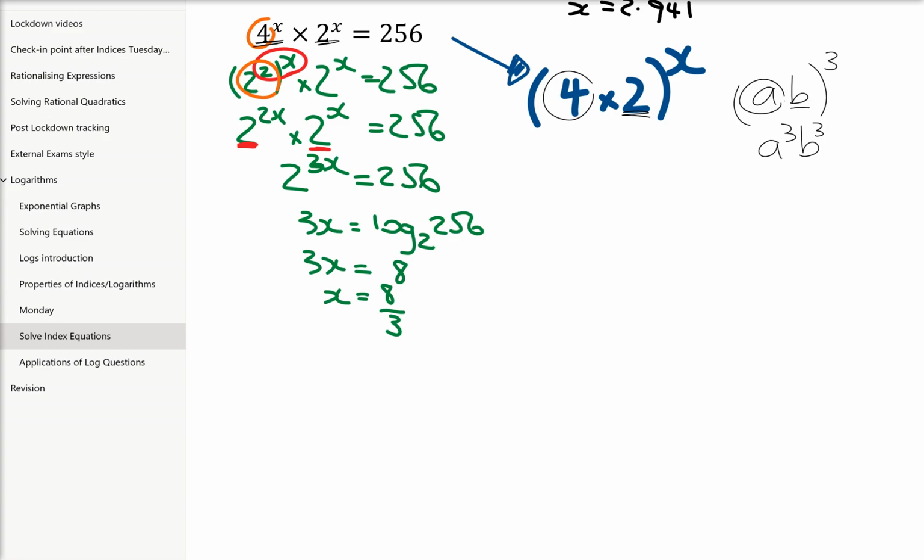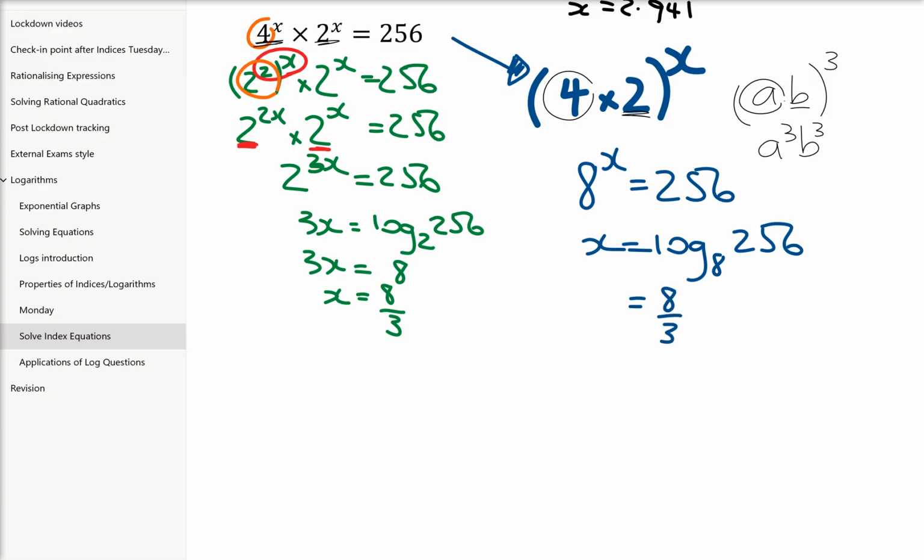What's 4 times 2? So now this becomes 8 to the power of x is 256. And so x is therefore log to the base 8 of 256. You check those answers and I think that'll give you an answer of 8 over 3.